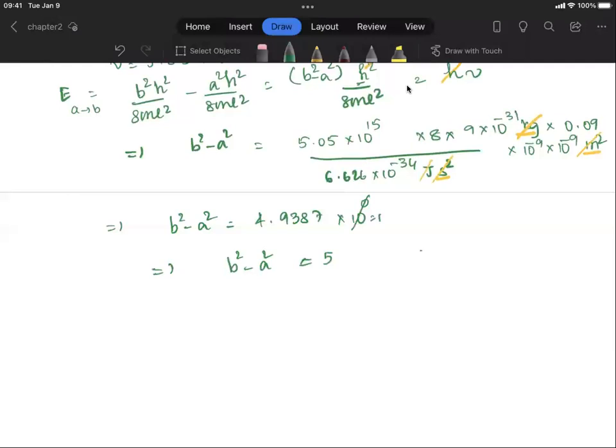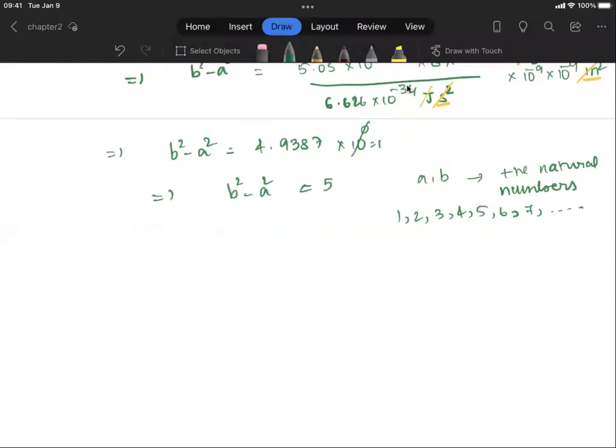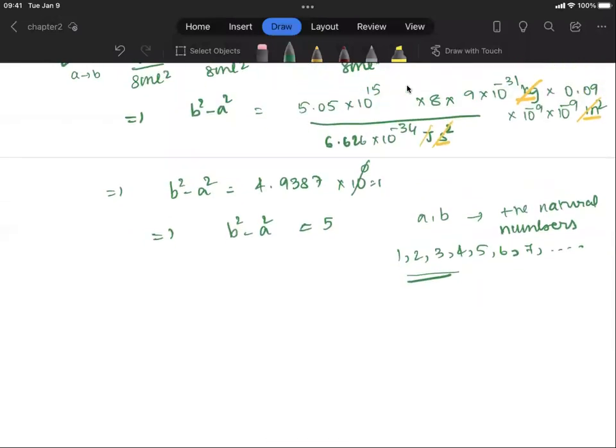Now we know that the states A and B are both positive natural numbers, and they're going to be like 1, 2, 3, 4, 5, 6, 7, and so on. Right now, out of these numbers, the difference in squares of which numbers is going to give a value of 5? So you can go by trial and error.